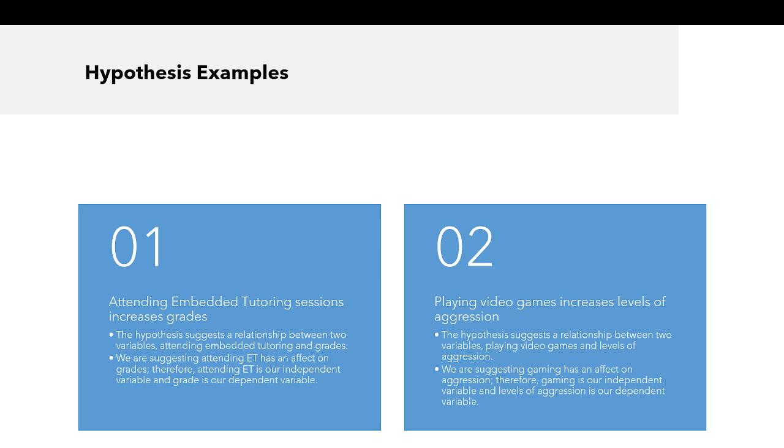But our two variables here are gaming as one variable. This is a characteristic that can differ from individual to individual, and then levels of aggression, another variable, a characteristic that can differ from one person to another. So gaming is our independent variable. We're saying that this is going to have some form of cause on our dependent variable, levels of aggression.